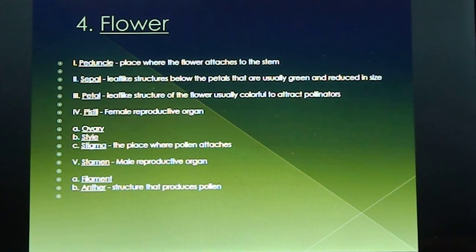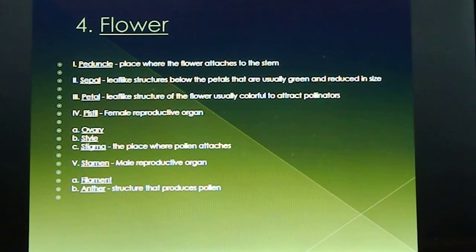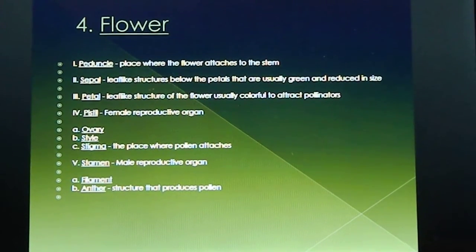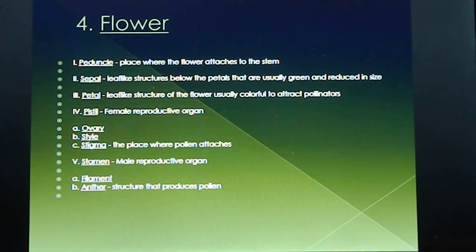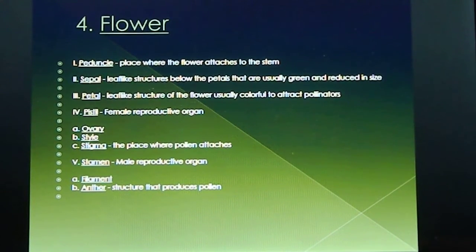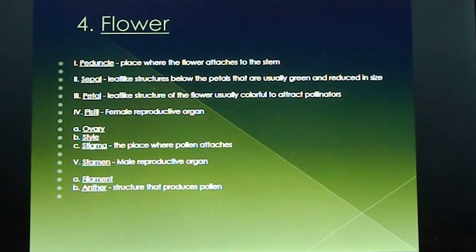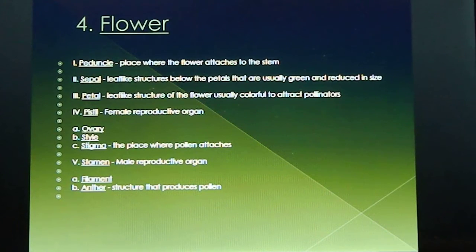And the last thing we're going to talk about are flowers. All right, angiosperms are flowering plants, and the next time your significant other gives you flowers, you can talk to them about the different parts of the flower. All right, and so at the base of the flower is called a peduncle. That's an awesome word, isn't it? Peduncle. Peduncle is where the flower sort of sits on the stem.